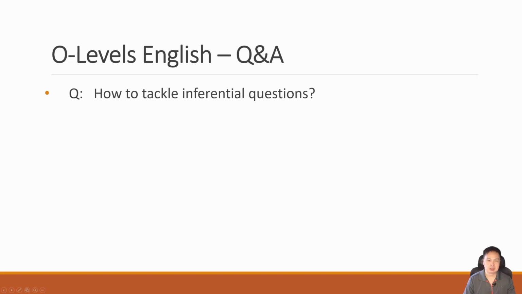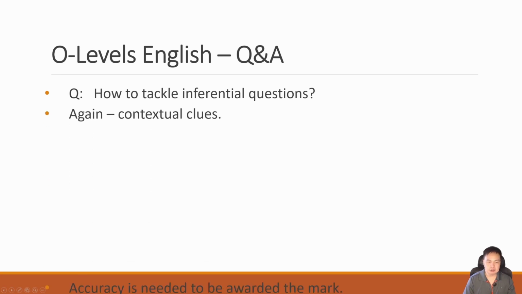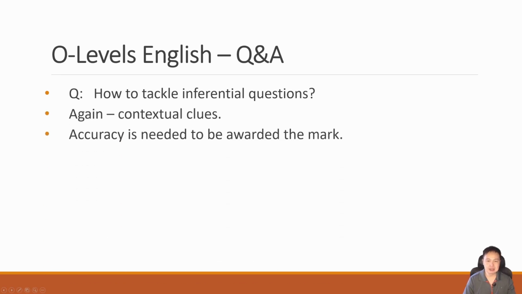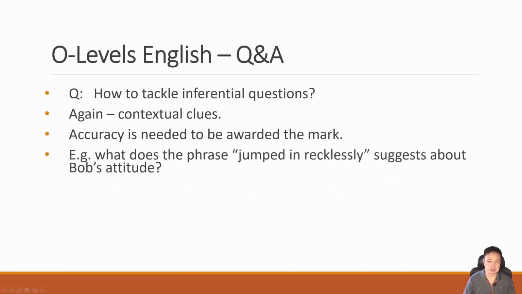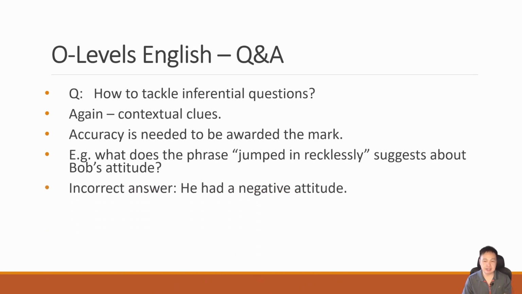Next question. How do I tackle inferential questions, right? So again, contextual clues, and accuracy is needed to be awarded the mark when you paraphrase, all right? So for example, what does the phrase jumped in recklessly suggest about Bob's attitude? So the incorrect answer is that you just say he had a negative attitude because you guessed that recklessly is negative. This answer is too vague, and generally you will not be awarded the mark.